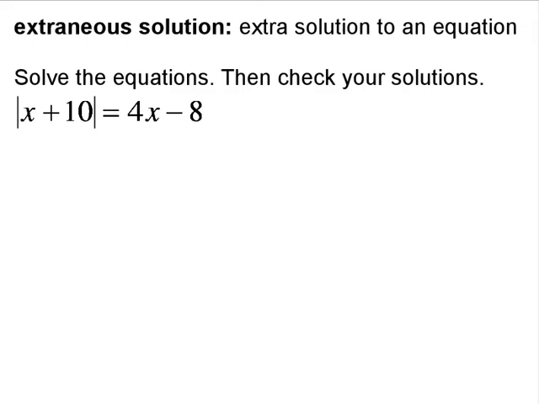Okay, let's look at the next one. An extraneous solution is an extra solution to an equation. That should make sense because extraneous, the root word is extra. So it said solve the equations, then check your solutions. So if you notice here, the difference is now we're throwing in another variable. And so on the right side we have 4x minus 8. And so we're still going to start and solve it the same way.